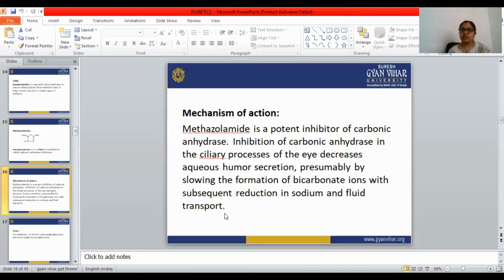So what does methazolamide do? Methazolamide is a potent inhibitor of the carbonic anhydrase enzyme, and because of that inhibition in the ciliary process of the eye, it decreases the aqueous humor secretion, by slowing the formation of bicarbonate ions with a subsequent reduction in sodium and fluid transport. So this is the mechanism of action of methazolamide.